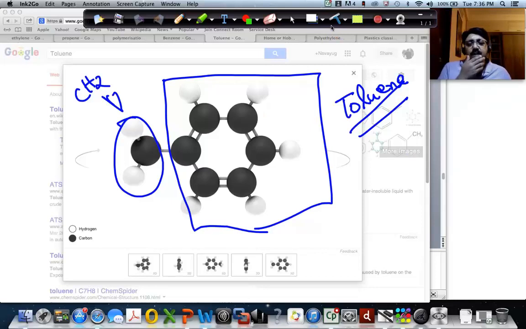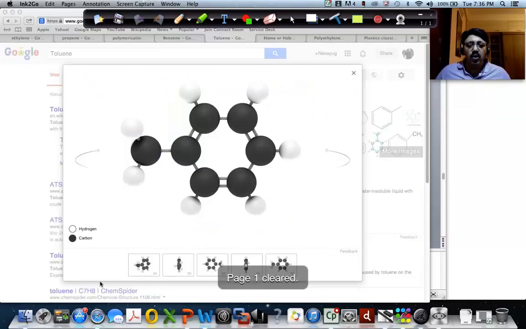So that's about toluene. This is a benzene. One carbon atom's hydrogen was replaced by the CH2 group. Benzene combining with CH2. So the benzene's one of the carbon atoms, hydrogen was replaced by the CH2 group. That gave the toluene. Okay? All right. So that is about toluene, right?